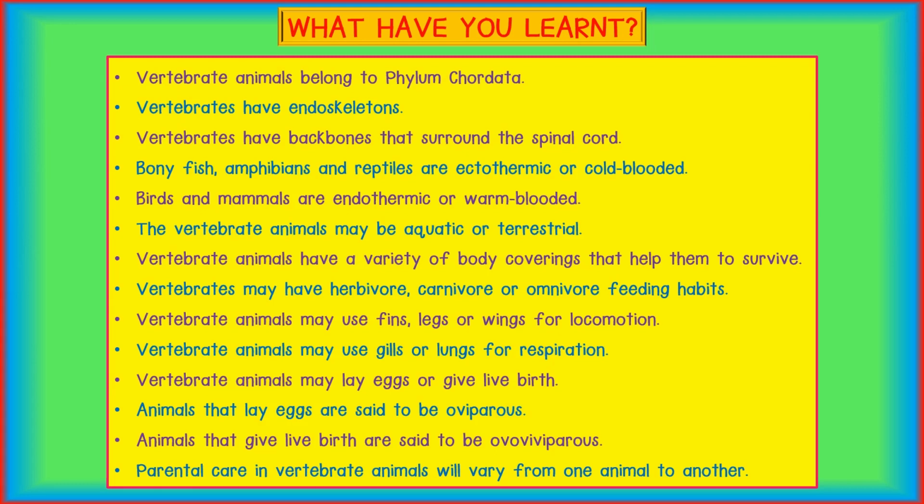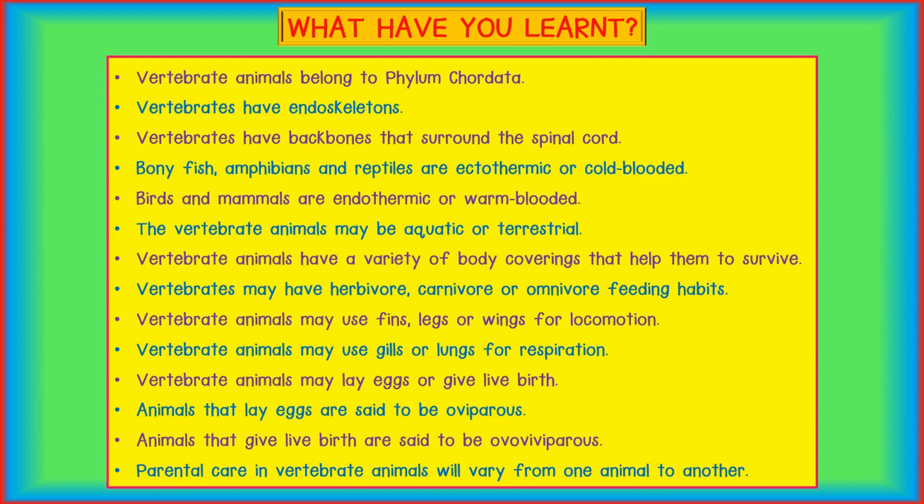Vertebrates may have herbivore, carnivore or omnivore feeding habits. Vertebrate animals may use fins, legs or wings for locomotion. Vertebrate animals may use gills or lungs for respiration. Vertebrate animals may lay eggs or give live birth.